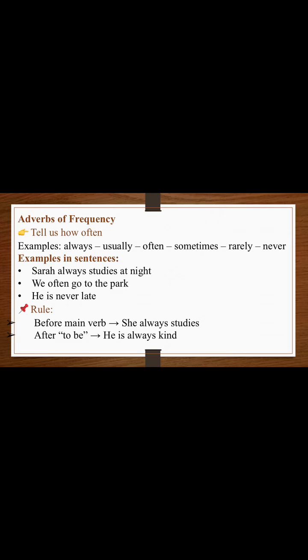Examples in sentences: Sarah always studies at night. We often go to the park. He is never late. The rule: before the main verb, she always studies, or after the verb to be. For example, he is always kind.